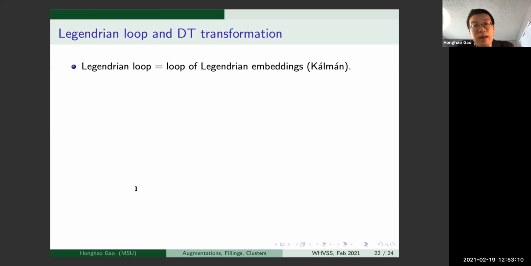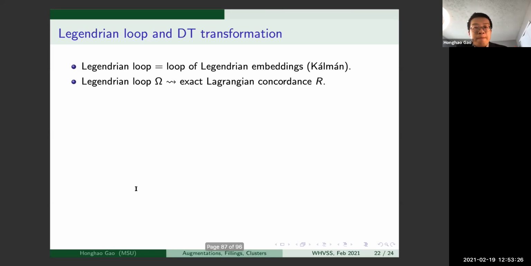So the idea is sort of similar to the first breakthrough. We use Lagrangian loops. These things are loops of Lagrangian embeddings, first studied by Ekholm-Honda-Kalman. So whenever you have a Lagrangian loop, you can just graph this Lagrangian loop, and then you get an exact Lagrangian self-concordance.